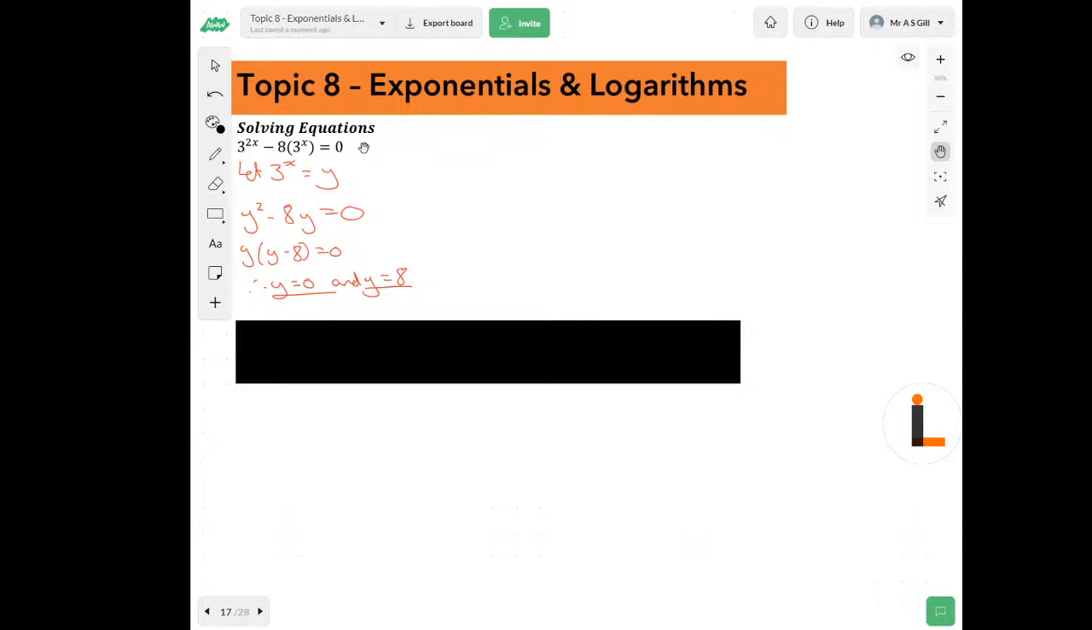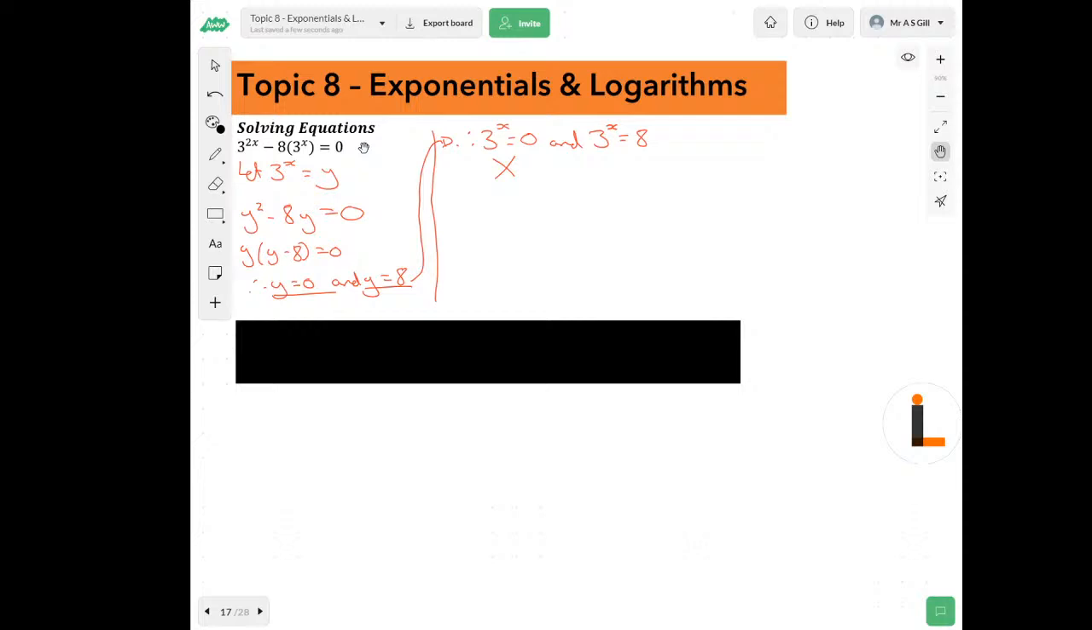However, there is an added step we must find. We're solving for x and not for y. So although we've used this substitution of y, we now need to go back and say therefore 3 to the x is equal to 0 and 3 to the x equals 8. Now no power of 3 will give us 0. There are no solutions for this part here.